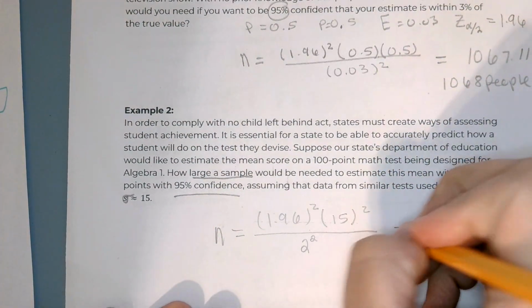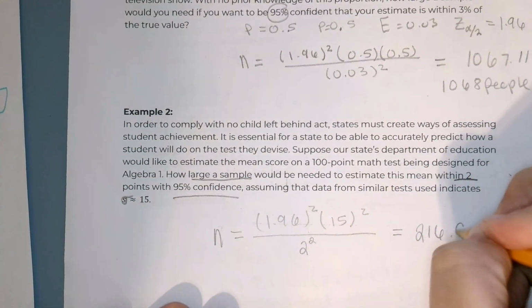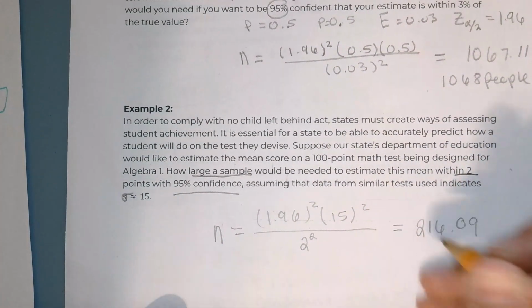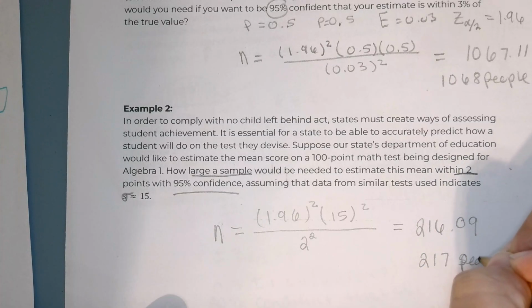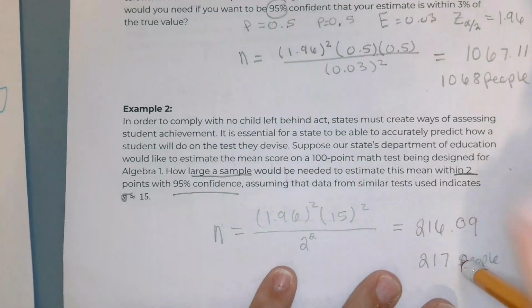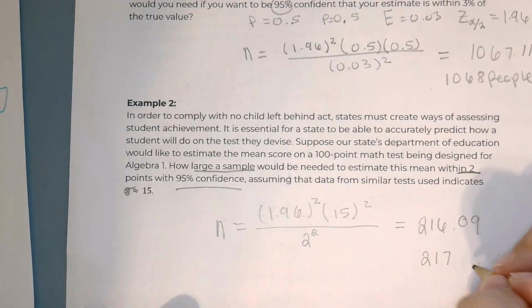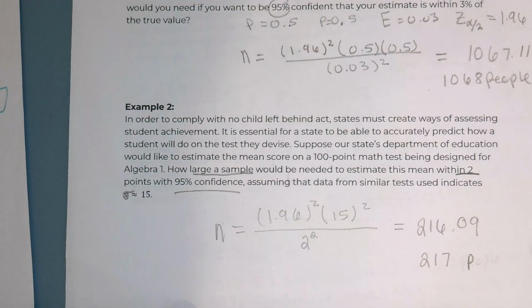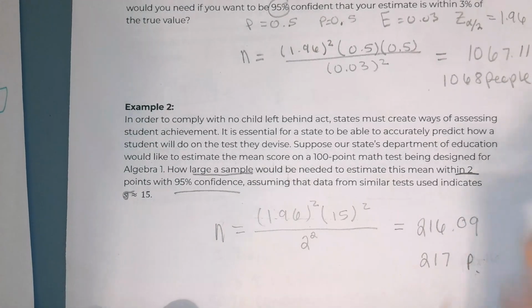Okay. That gives us 216 and 1/9 of a person. So we'll say that we'll sample 217 people, and our mean should fall within that confidence interval. I can't spell people today. I'm struggling. Okay.